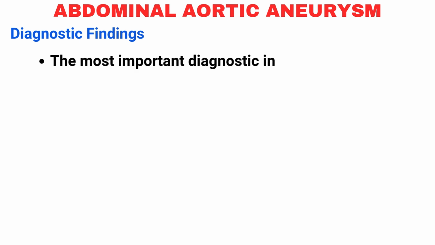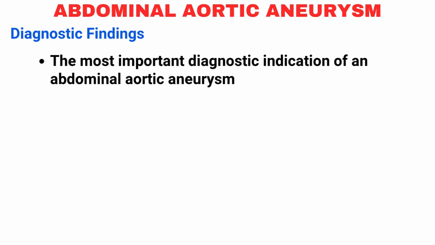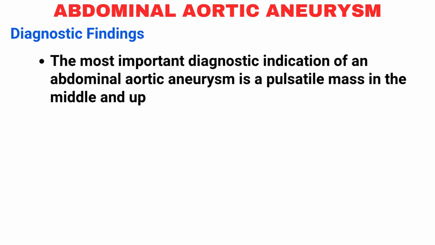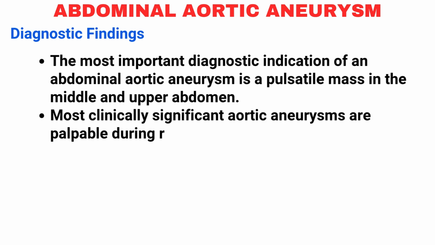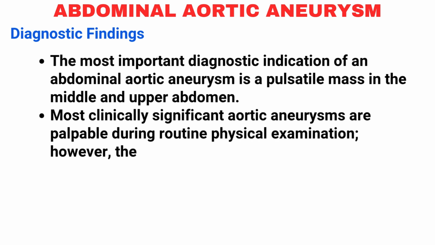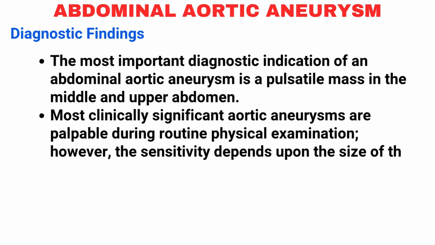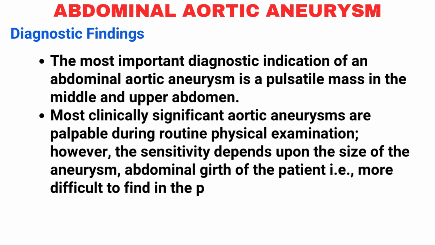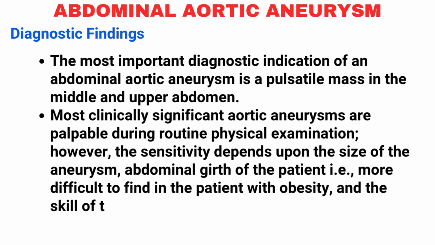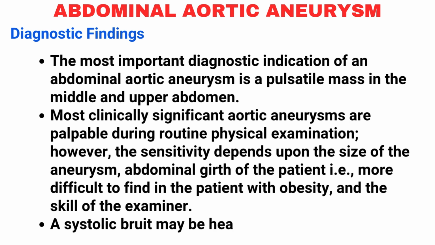The most important diagnostic indication of an abdominal aortic aneurysm is a pulsatile mass in the middle and upper abdomen. Most clinically significant aortic aneurysms are palpable during routine physical examination. However, the sensitivity depends upon the size of the aneurysm and the abdominal girth of the patient; that is, it is more difficult to find in the patient with obesity. A systolic bruit may be heard over the mass.